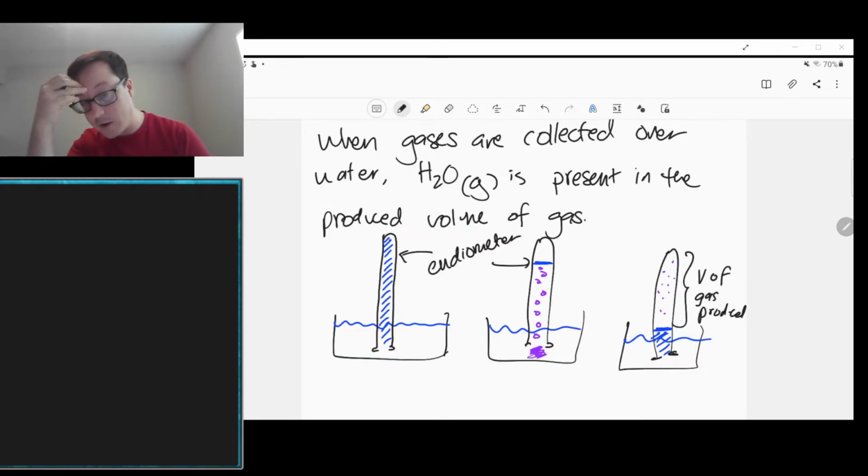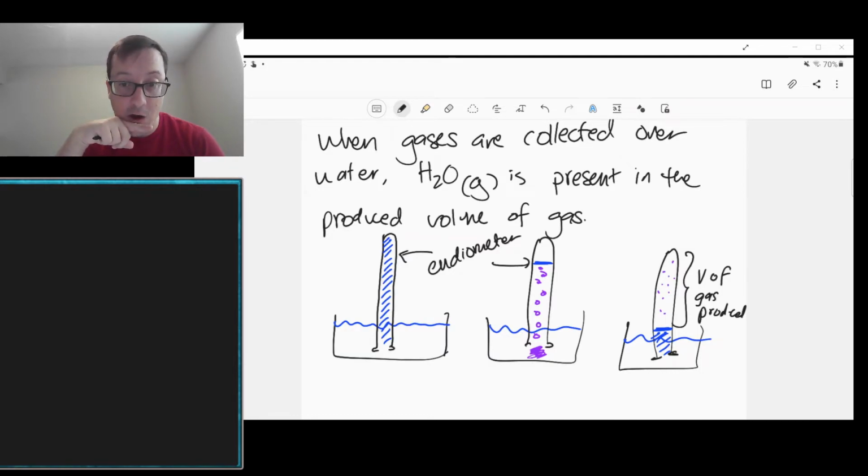This volume, so these have measurements on them. They have little markers to indicate the volume. So say this is a 50 ml eudiometer. Maybe we've produced 30 mLs of gas or something. And so we can measure that volume. We have graduations on there. We have a way to measure that volume. And unfortunately, because it's done over water, that means water vapor is also present.